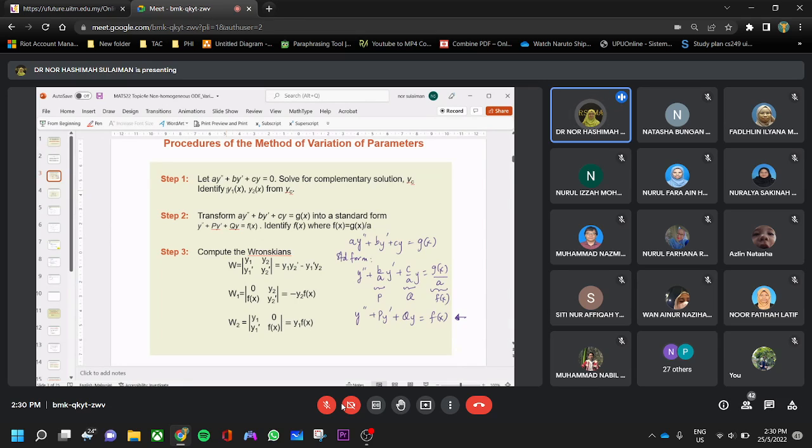Yang ini mungkin you all tak boleh nak relate sangat sebab dia dalam bentuk yang sangat umum kan. It's okay, nanti kita tengok specific example. So but basically the Wronskians can be obtained by simply calculating the determinant of this particular matrix lah, right? So you have Y1 multiplied by the first derivative of Y2 minus Y2 times the first derivative of Y1. So if you take the difference, that will give you the value of the Wronskian. Okay. Alright.